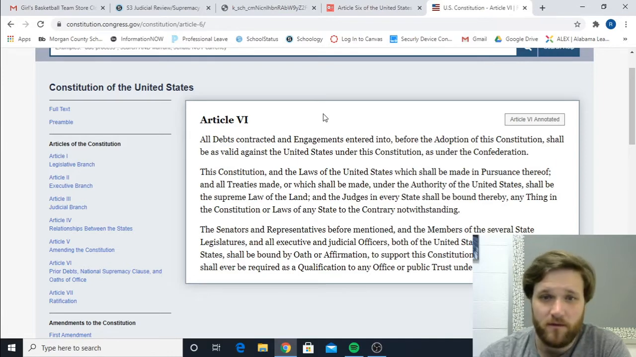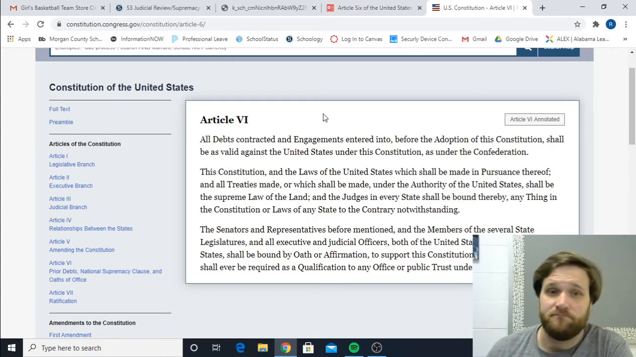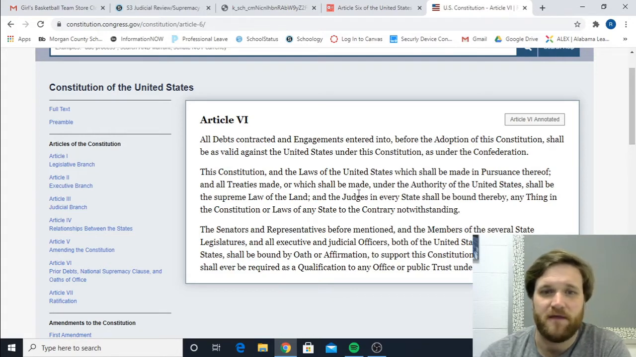So, to start with, I'm going to read the second paragraph. I'm not reading the first, I'm not reading the third. I am only reading the second. This Constitution and the laws of the United States, which shall be made in pursuance thereof, and all treaties made, or which shall be made under the authority of the United States, shall be the supreme law of the land, and the judges in every state shall be bound thereby, in anything in the Constitution or laws of any state to the contrary notwithstanding.